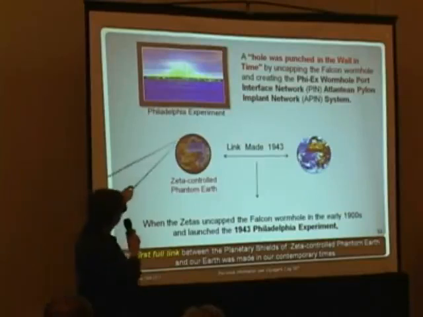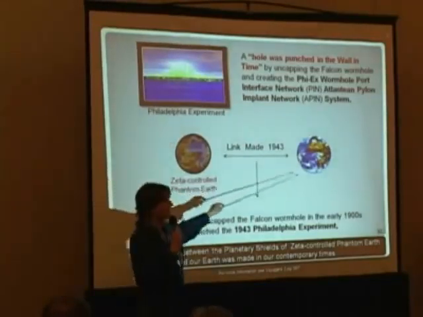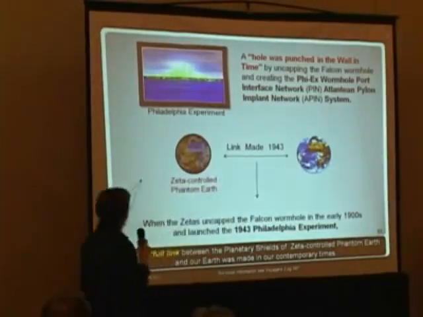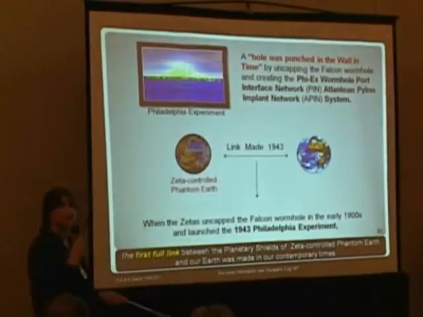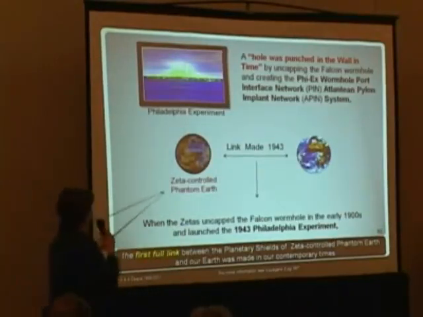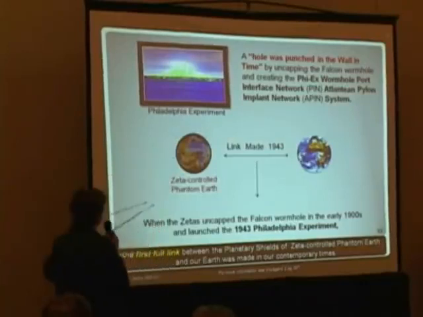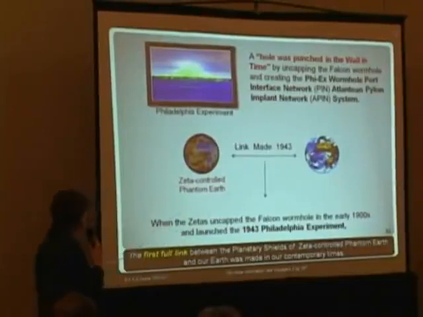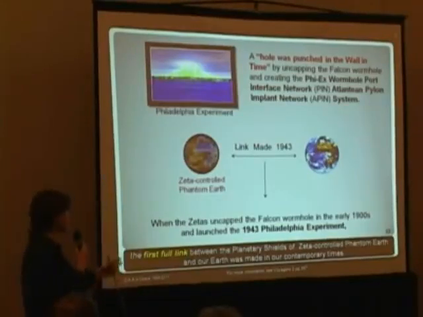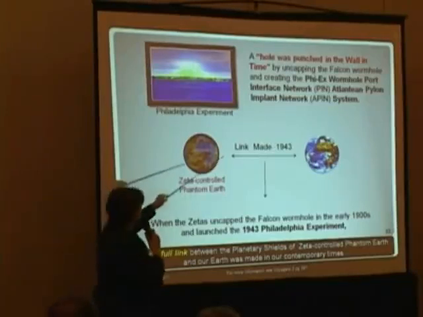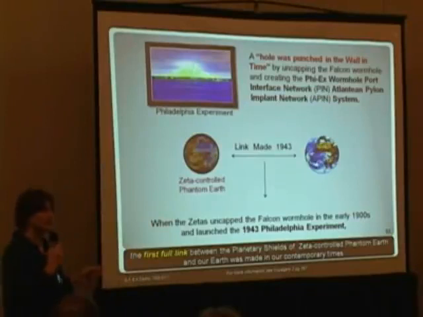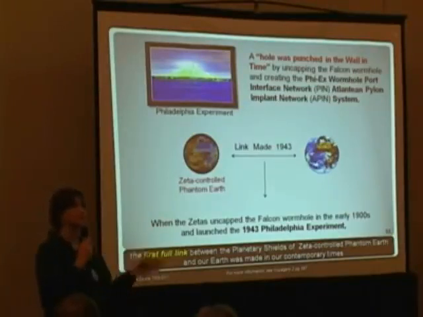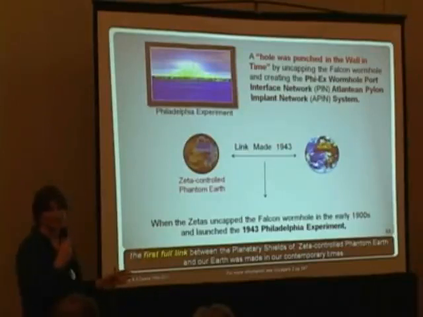So again, we have phantom matrix here in our Earth. The wall in time is here. Phantom matrix is Zeta controlled. Now, when they did the Philadelphia experiment, they uncapped the Falcon wormhole, and when they launched it, the first full link between the planetary shields of the Zeta controlled Phantom Earth and our Earth was made in contemporary times. They did it in 1943, which was a 20-year magnetic peak, and they linked it to the future of 1983, which was the Montauk Project.